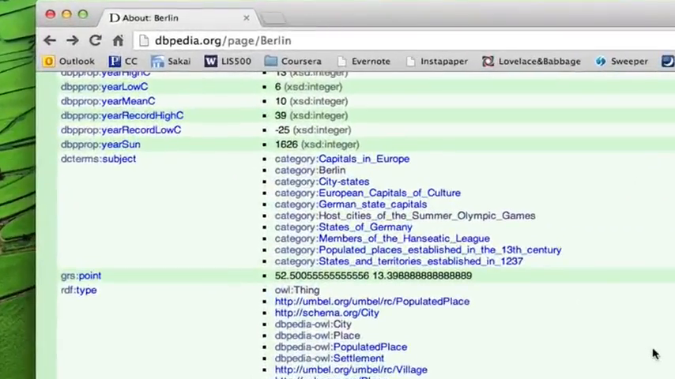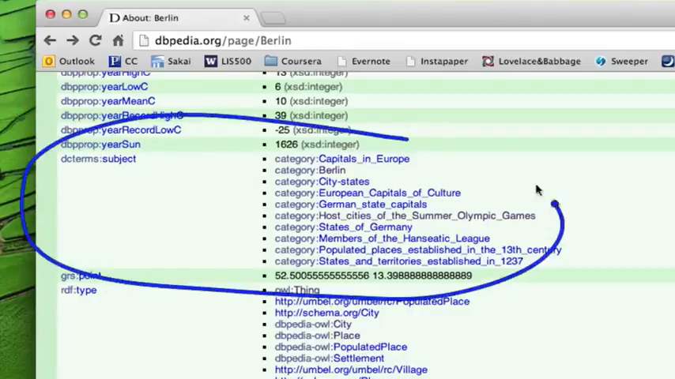And we even have some use of Dublin Core here. We have the DC terms subject, and Berlin has all of the following subjects, or to say that differently, Berlin is an instance of all of these different subjects, capitals in Europe, city-states, European capitals, etc., etc. So there are all of these entities that are categories, and Berlin has a relationship with all of them by being a subtype of all of those categories.